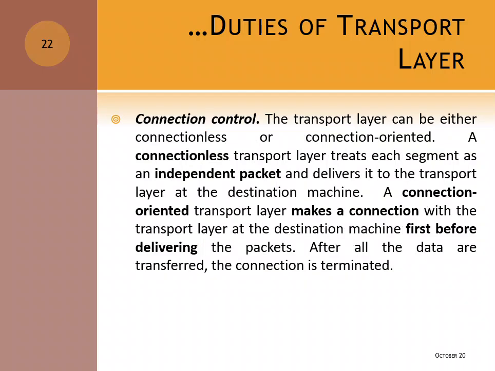Okay, next, another duty of transport layer is connection control. Okay, the transport layer can be either connectionless or connection oriented. Connectionless means the transport layer treat each segment as independent packet and delivers it to the transport layer at the destination machine. Okay, kalau connectionless, transport layer akan hantar setiap segmen tu secara independent, maksudnya one by one. Okay, kalau connection oriented, transport layer makes a connection with the transport layer at the destination machine first before delivering the packet. After all the data are transferred, the connection is terminated.